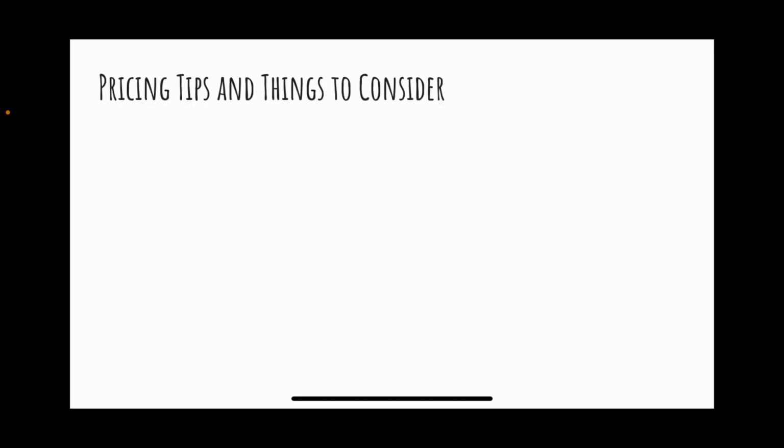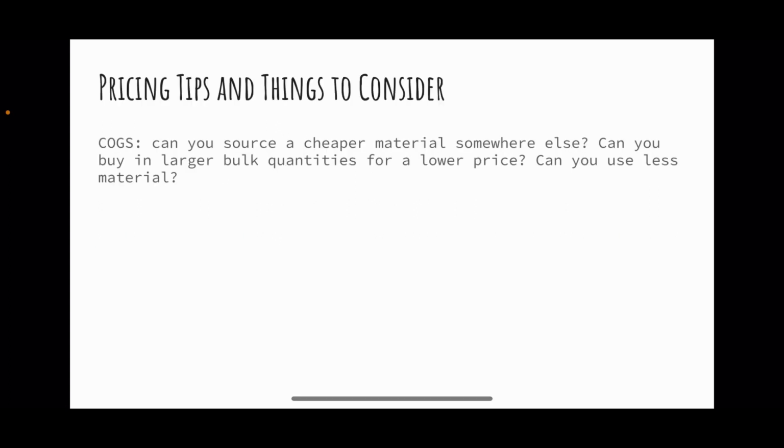For example, in your COGS, can you source a cheaper material somewhere else? So if you're making candles and you have a wax company, I'm sure there's tons of different wax companies out there. Research a few different companies, call them up, send them emails, see if they have a cheaper price. If you already have the cheapest price, can you buy in larger bulk quantities for a lower price? So instead of buying 10 pounds of wax, can you buy 50 pounds of wax? I don't know anything about candles, so I don't know why I'm using this example, but you get the point, right? And then could you use less material? This won't always apply to everybody. But if it applies to you, look into it, see if it helps, okay?